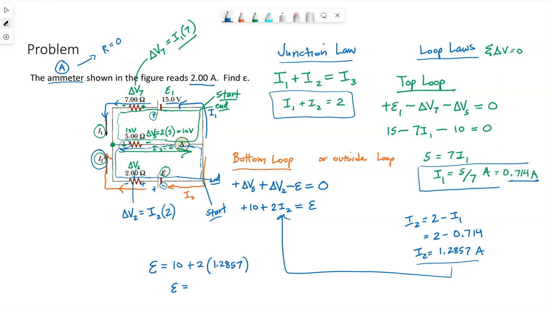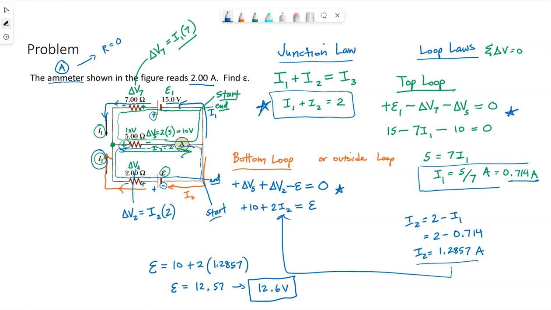All the numbers that were given to me were in 3 significant figures. So I'm going to put my answer, 12.6 volts is what that battery voltage needs to be to 3 sig figs in order for that ammeter to read 2 amps. So we needed the junction law and then 2 loop equations.